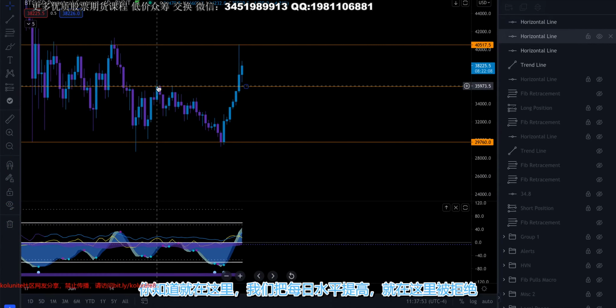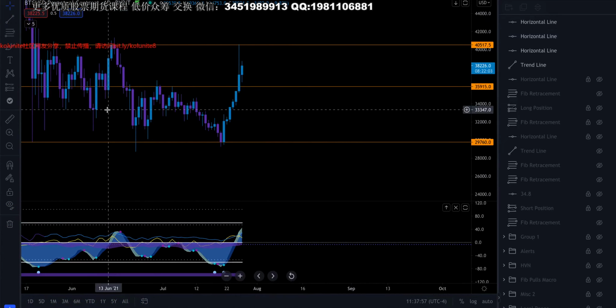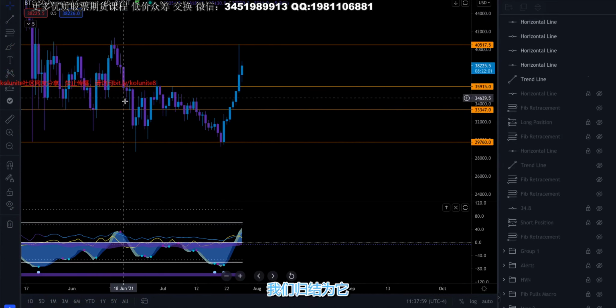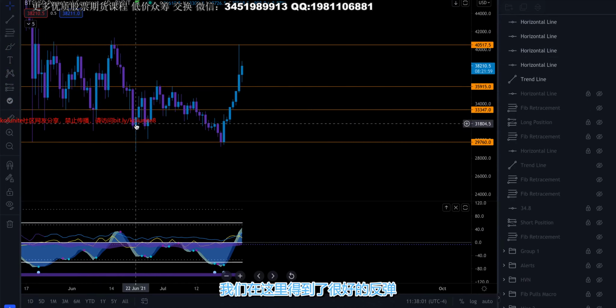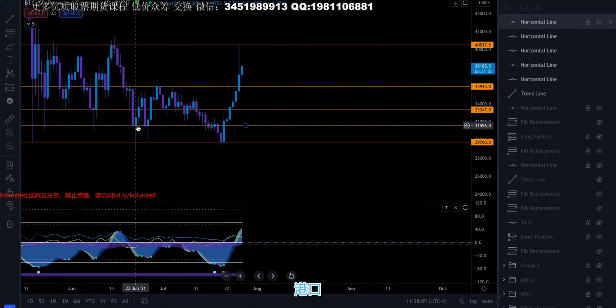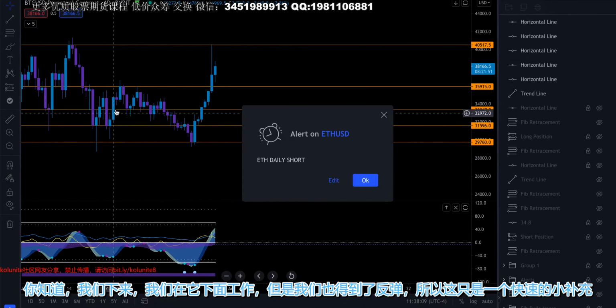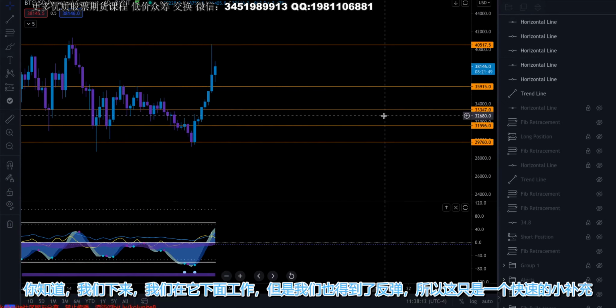Right here, we put the daily level, come up, get a rejection off of it. Right here, we put the daily level of support. We come down to it. We get a nice bounce off of it. Right here, we put in our daily level of support. We come down, we wick below it, but we do get a bounce off of it as well.